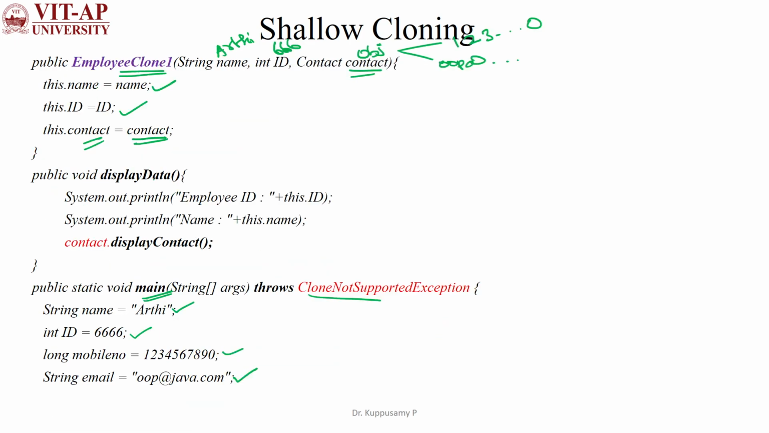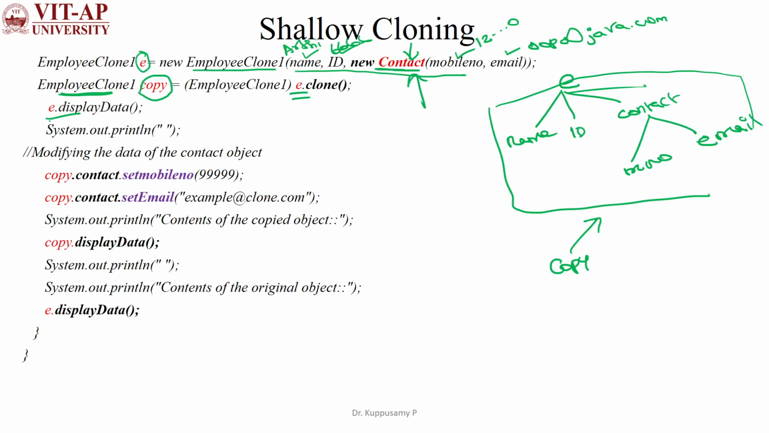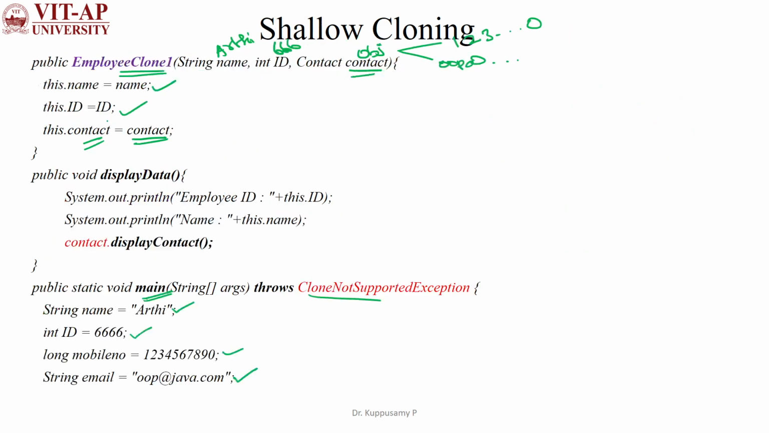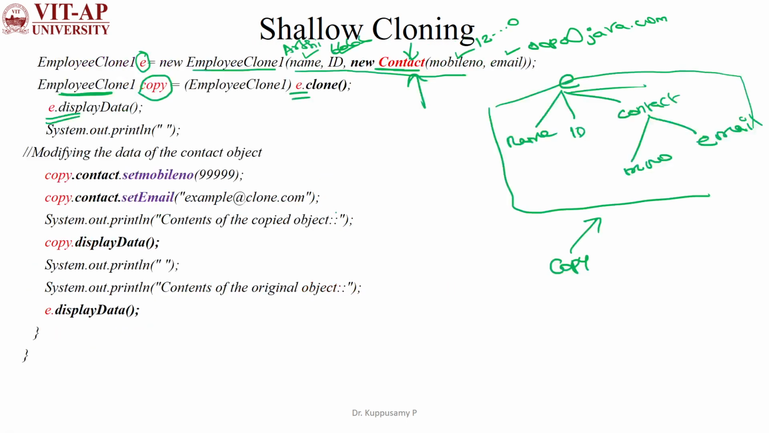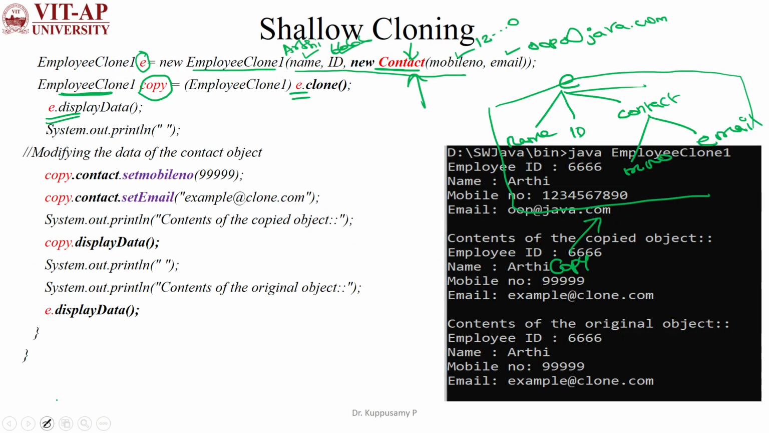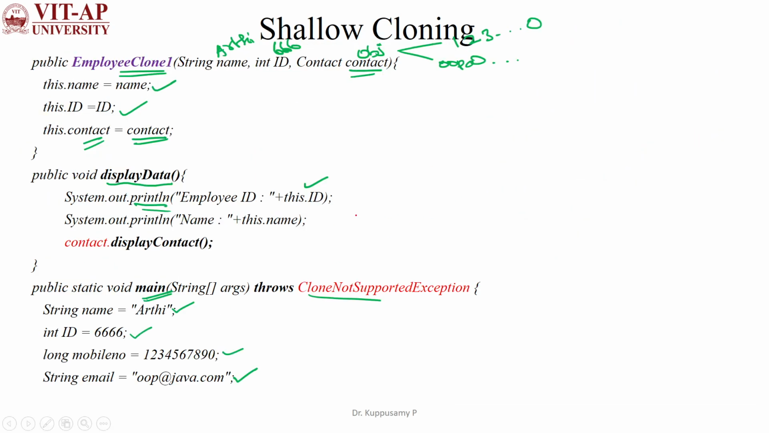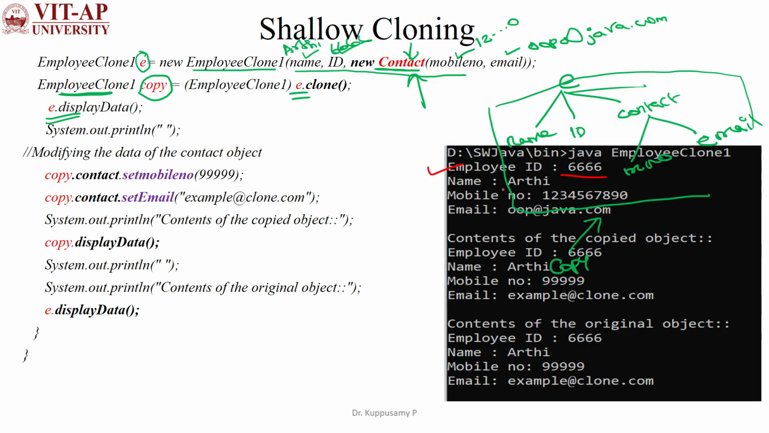So based upon that, the next statement is e dot display data. So we are calling the display data from the employee clone 1 class. Now employee clone 1 class has the display data, so from here we are going to display the employee id. So employee id is displayed here, you see. Then now printing the name. So name is printed here, Arti.